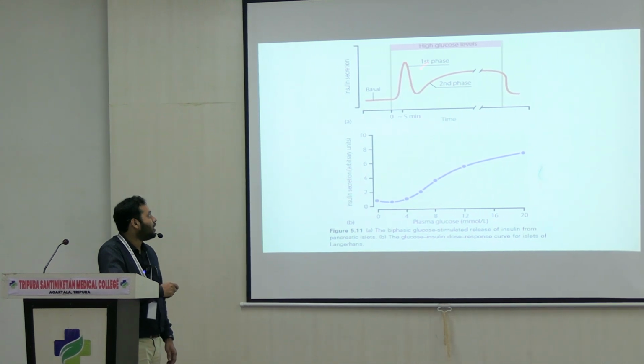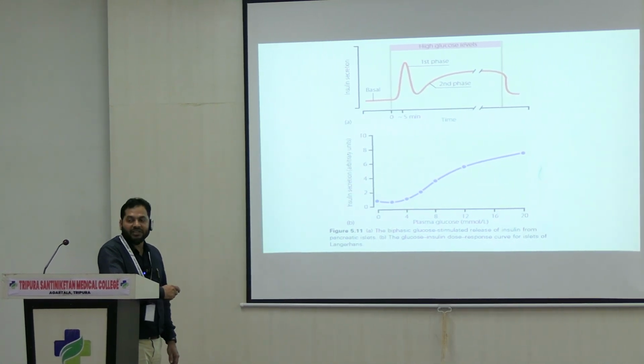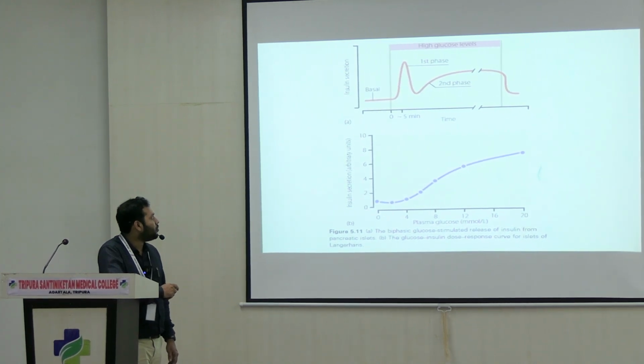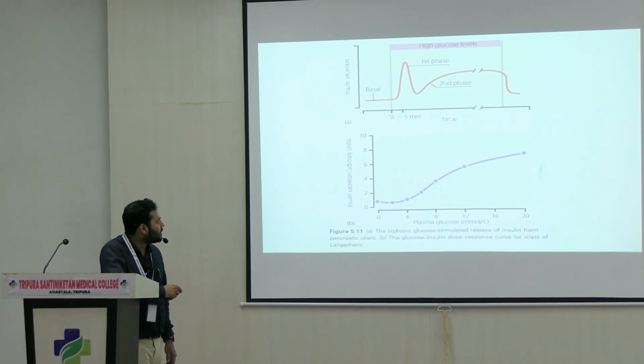One is the first phase of the so-called biphasic insulin secretion. One is the first phase, and another is the second phase. The first phase lasts for 4 to 6 minutes. After that, there is a sustained secretion of insulin hormone. So at the initial point of time, there is a rapid secretion.